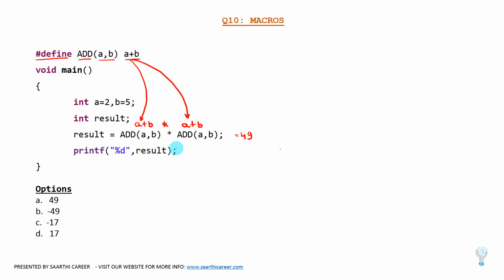Now I'm pretty sure you must be jumping at the answer. Well, we can see here B into A has a higher priority. So 5 into 2, which is 10, plus A, which is 2, plus 5, which is 17. So the answer is 17 and not 49.